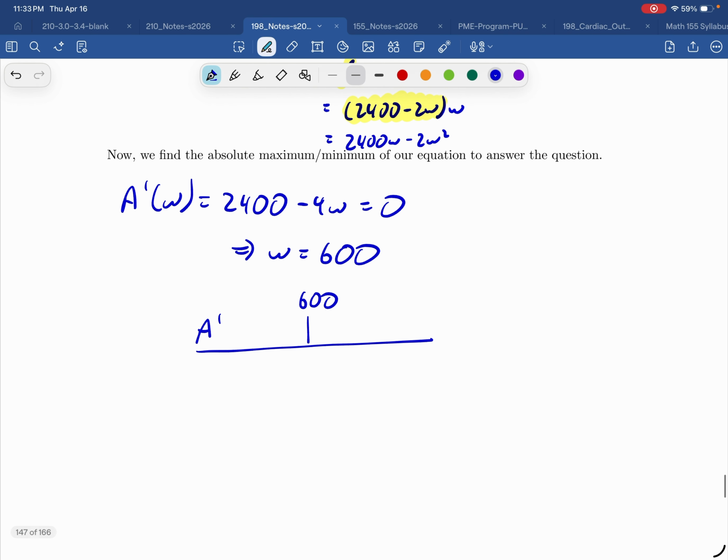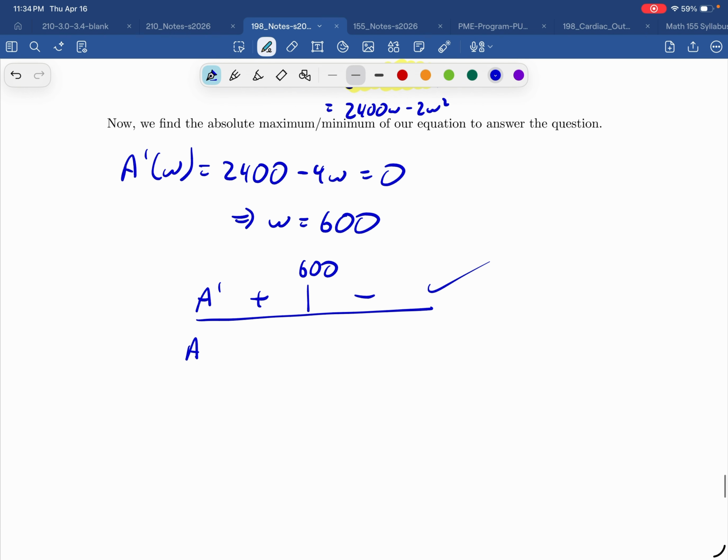Now we do want to keep in mind that W needs to be greater than 0 for our purposes. Otherwise the rectangular fence wouldn't really make sense. But we can plug in any value less than 600, right? So if we plug in W equals 0, we're going to get a positive value for A prime. Plug in a number like, I don't know, 700, you get a negative. So good. We do, in fact, have a maximum here.